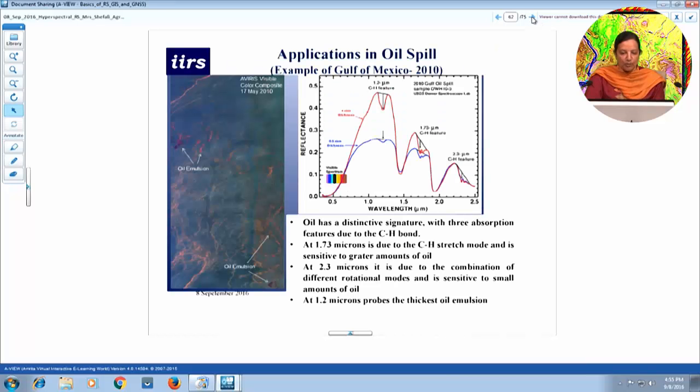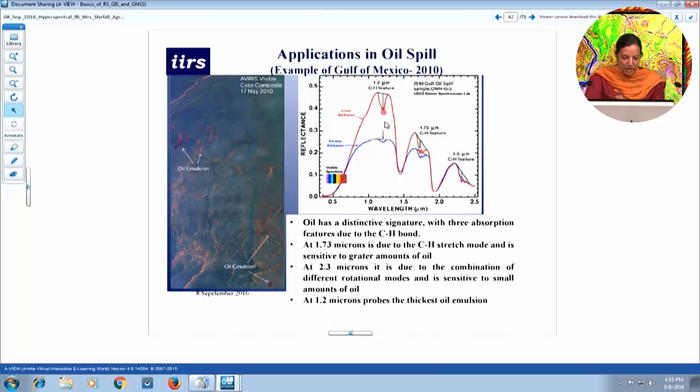But when we talk about hyperspectral, with finer observations you will get these small absorption zones due to the oil material, and these are due to the carbon hydrogen bond at three distinct regions at 1.73, 2.3 and 1.2.